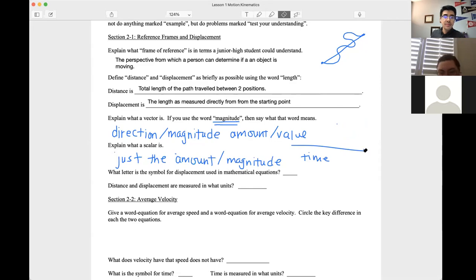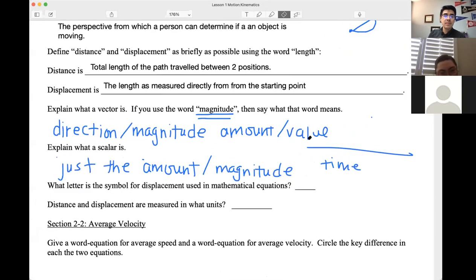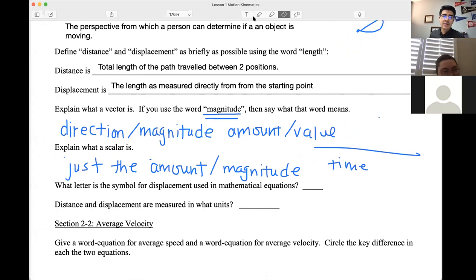Would constants also be a scalar? Constants? Like what kind of constants? Well, I was kind of thinking about gravity, but then they could be negative too, I guess. Yeah, it's gravity. Tell me, is gravity a scalar or a vector? It's a vector. Gravity is a vector, right?